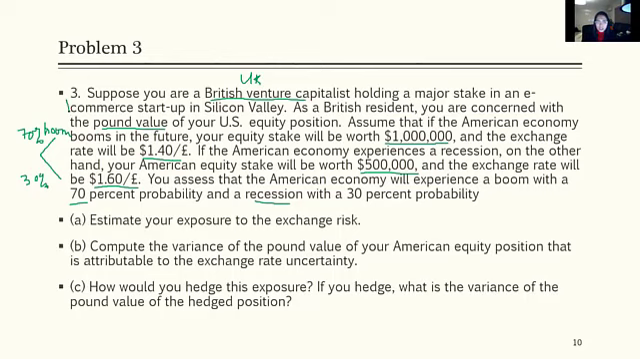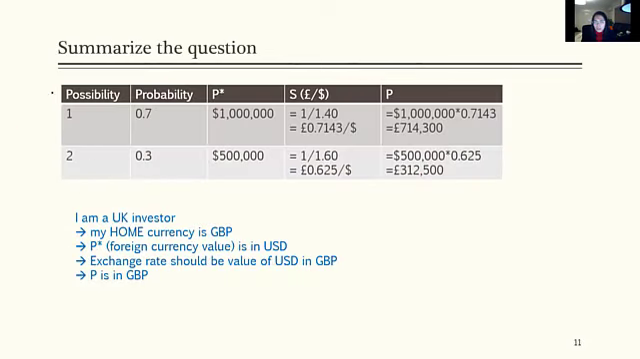So given the information here, the question asks us three things. First, estimate your exposure to exchange rate risk. Second, compute the variance of the pound value of your American equity position that is attributable to exchange rate uncertainty. C, how would you hedge this position? And if you do, what is the variance of the hedged position? Okay. So question A, let's not talk about the question first. Let's summarize the information. So before we go on to the question, let's summarize the information in the question.